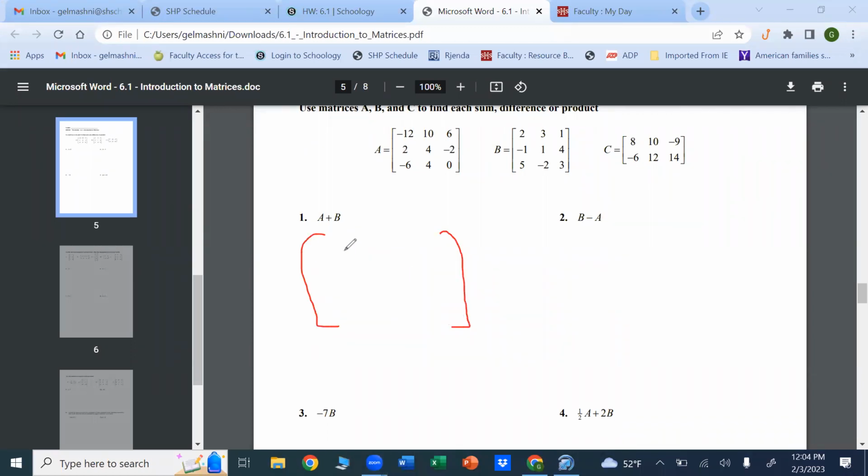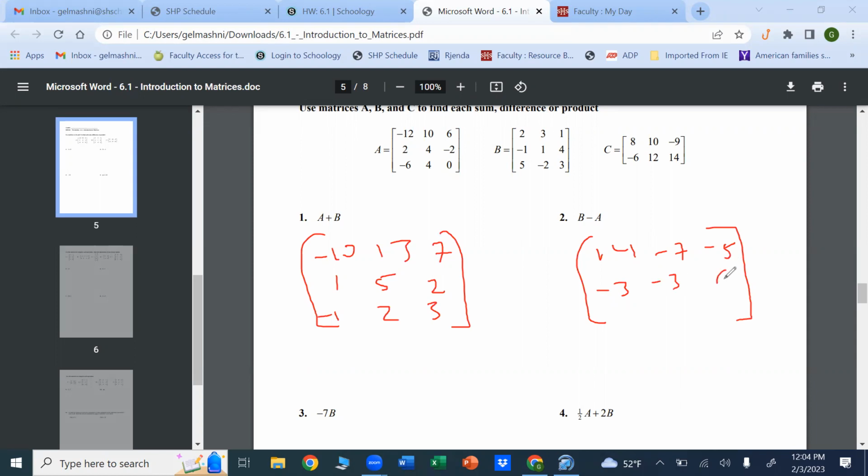But I believe that's just going to be -10, 13, 7, 1, 5, 2, -1, 2, and 3. We're good? Okay, good. It's just adding. And then for the next one, be careful because you're subtracting. So I believe that's going to be 14, -7, -5, because you're going B to A, -3, -3, 6, 11, -6, and 3. We're good? Okay, cool.